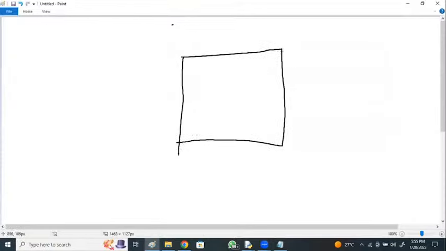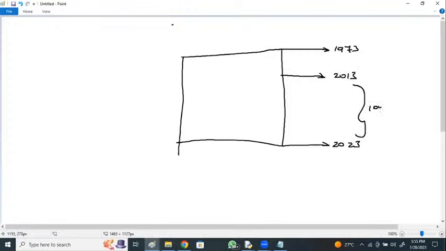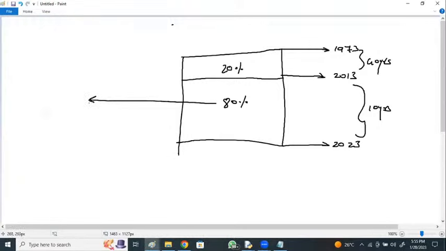This data got generated over the last 50 years. Assume from 1973 to 2023. If you compare the last 10 years, 2013 to 2023, with the previous 40 years, only about 20% of the data was generated in those previous 40 years, and nearly 80% of the data we see currently has been generated in the last 10 to 15 years.